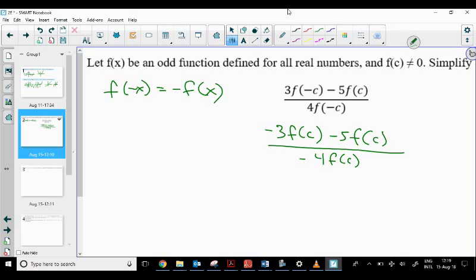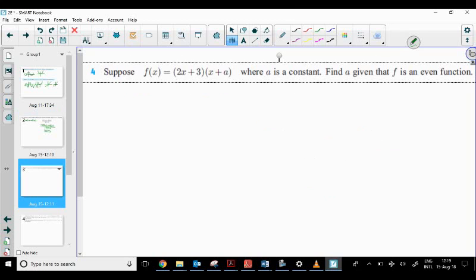And then clearly I can simplify this. It's going to be negative 8 f of c divided by negative 4 f of c, and it's just 2 f of c. Simple.